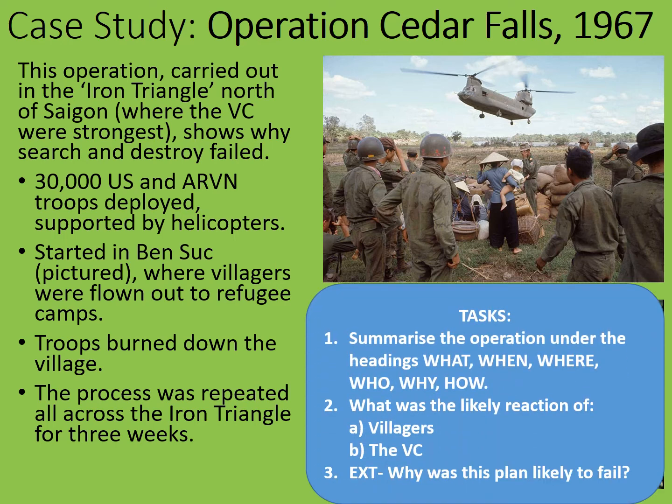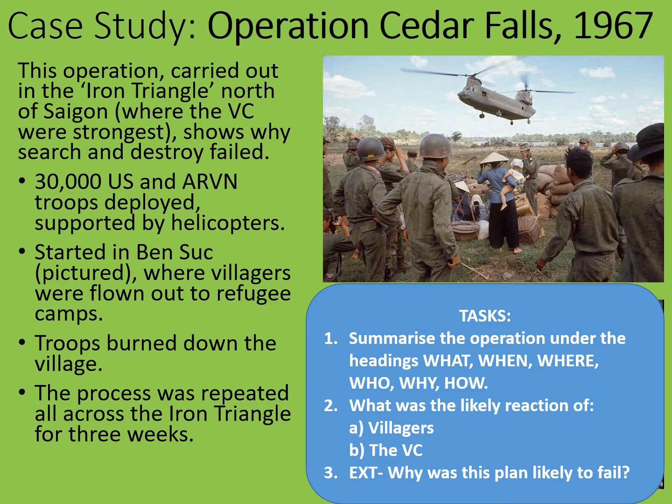Your tasks then. First of all, write a brief summary of the operation under the headings: what, so what happened, when did it happen, where did it happen, who was involved, why did they use these tactics, and finally, how the operation was conducted. Secondly, what was the likely reaction of the villagers? Also, what was the likely reaction of the Viet Cong to these tactics? Thirdly, and as an extension, why was this plan likely to fail? Pause the video now and complete the activities. When you're done, press play and we'll continue.